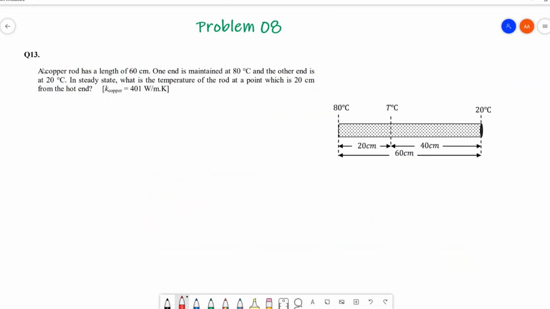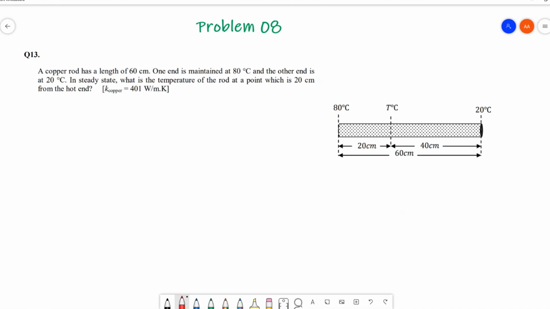Here, a copper rod has a length of 60 centimeters. One end is maintained at 80 degrees, so here on the left, 80 degrees, and the other end is at 20 degrees. What is the temperature of the rod at a point which is 20 centimeters from the hot end? 20 centimeters from the hot end.